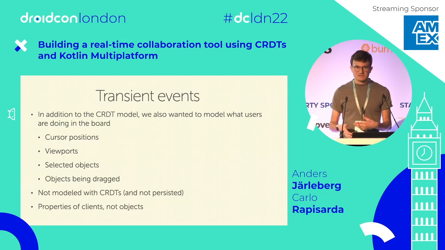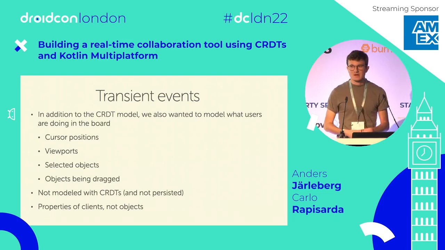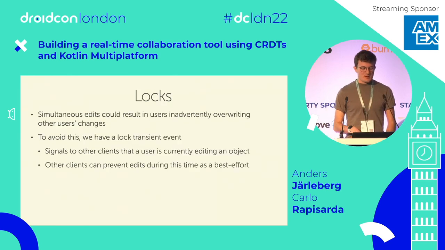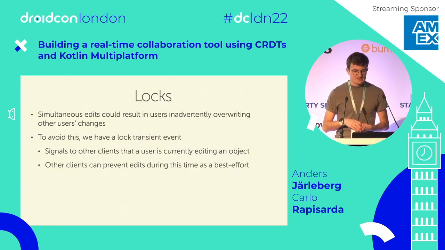We also have some additional data that is sent around between clients, but that is not stored in the CRDT state. We call these transient events, and they include things like cursor positions, selection states, drag events, and so on. Perhaps the most interesting set of transient events is locks.